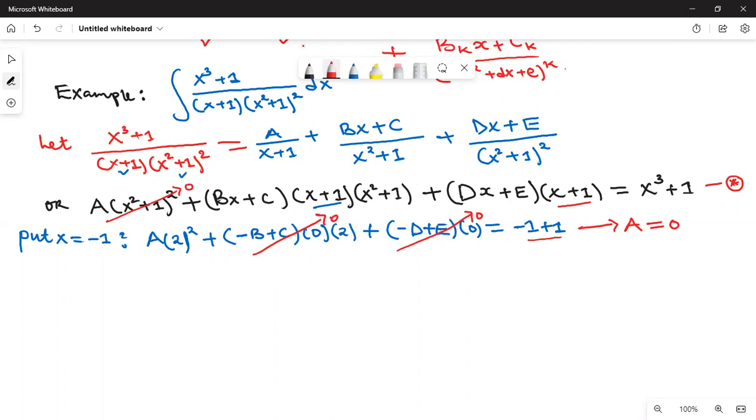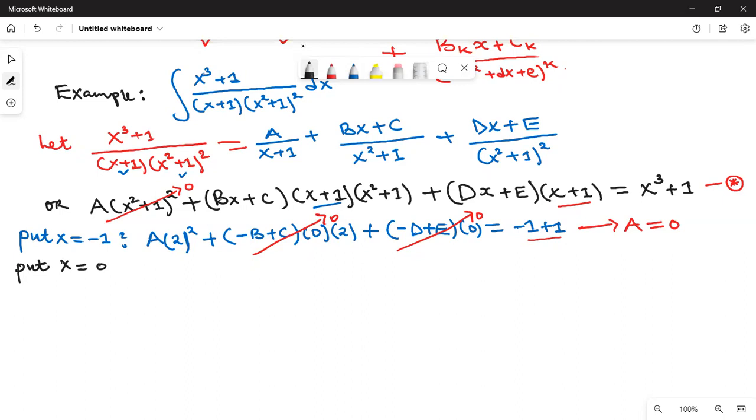And so that should give us x cubed plus 1. Now, what other value can you use? We can now use any other value. Let me pick 0. If I put x is equals to 0, what are we going to get?